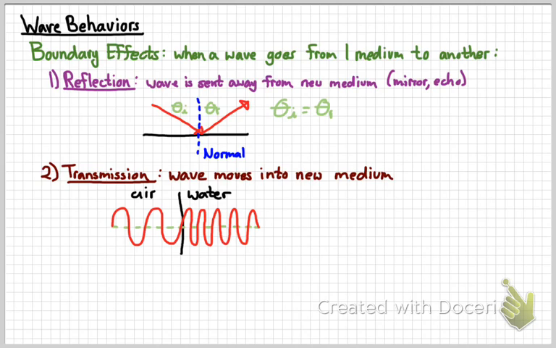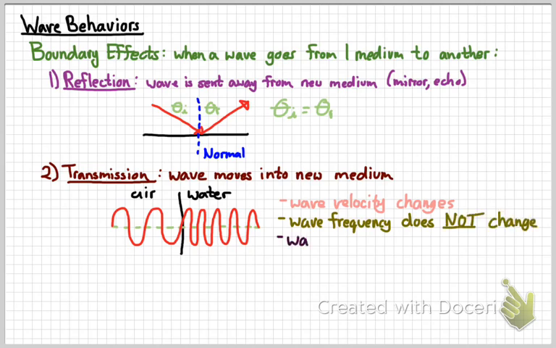So in this example, I've drawn a light wave in air and then a light wave in water. Light slows down in water. So since the velocity changes, but the frequency does not, then the wavelength is going to change. So when light goes into water, the waves are going to be closer together.